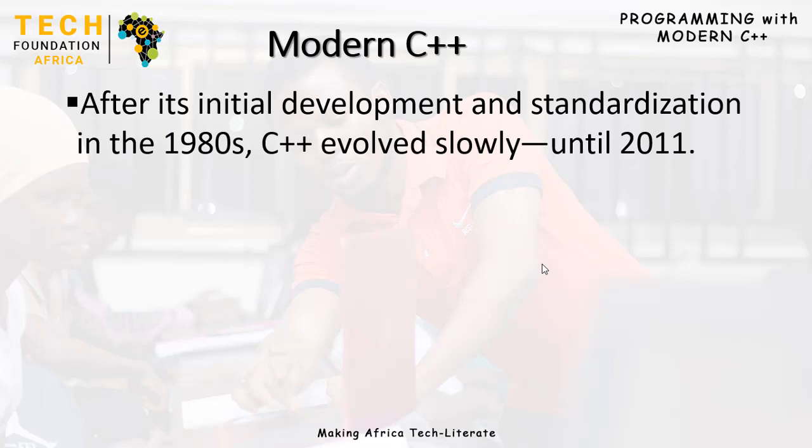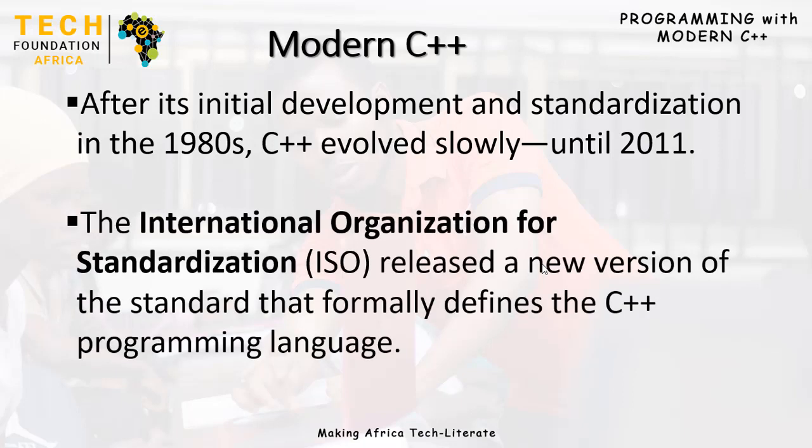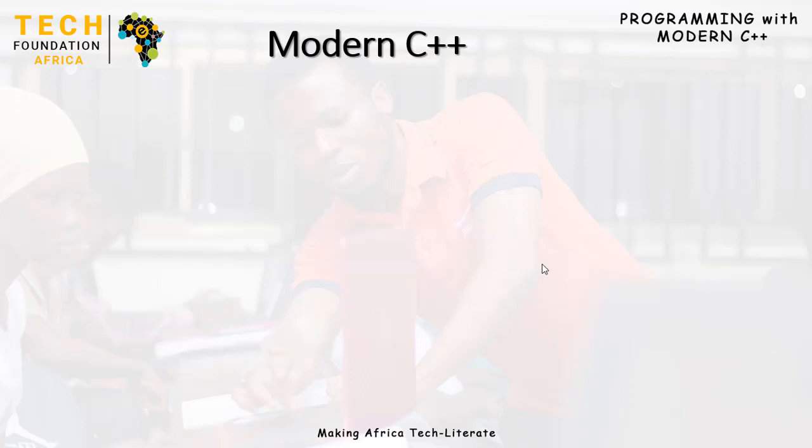So what then is modern C++? After its initial development and standardization in the 1980s, C++ actually evolved slowly, and this has played a role in its lack of popularity, if there is a word like that. This continued until the International Organization for Standardization, also known as ISO, released a new version of the standard that formally defines the C++ programming language.